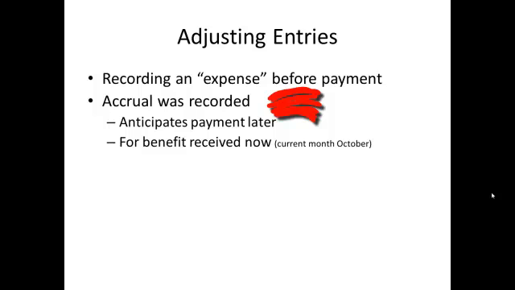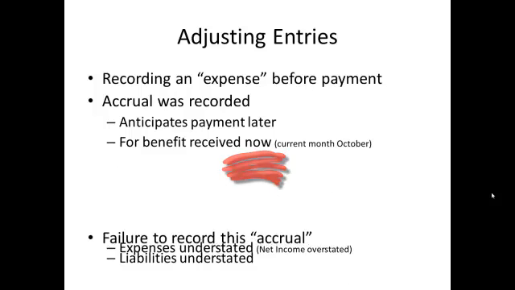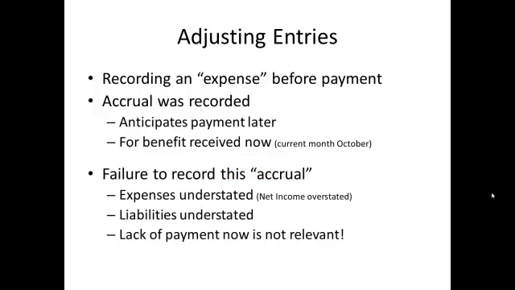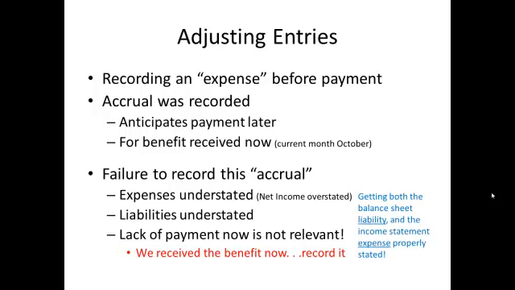The accrual is recorded because it anticipates payments later for the benefit received now in the current month of October. Failure to record this accrual will result in understated expenses and therefore overstated net income and understated liabilities. The lack of payment now is not relevant. The key is that we receive the benefit now, and so it has to be recorded during the month of October. It's called an accrued expense adjusting journal entry. We get both the balance sheet liability account stated correctly and the income expense account stated correctly in this one adjusting journal entry.